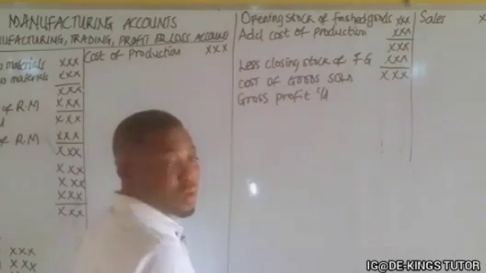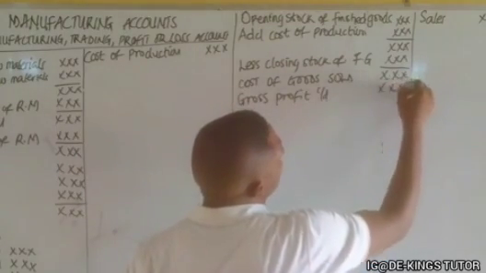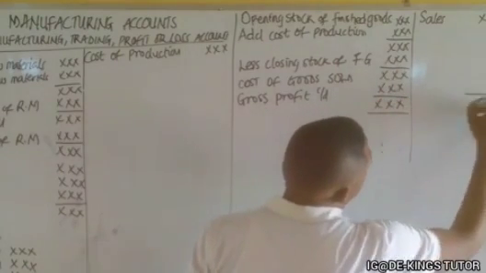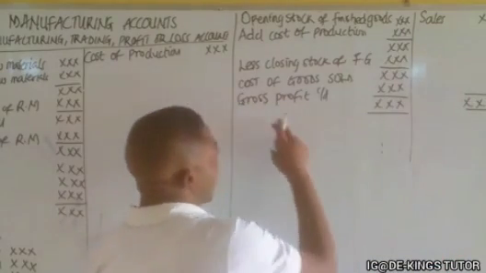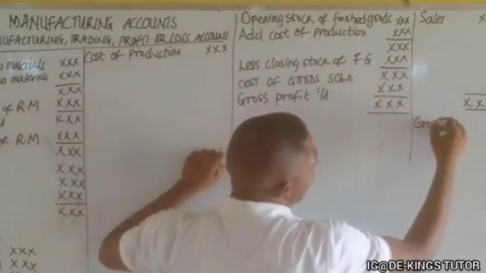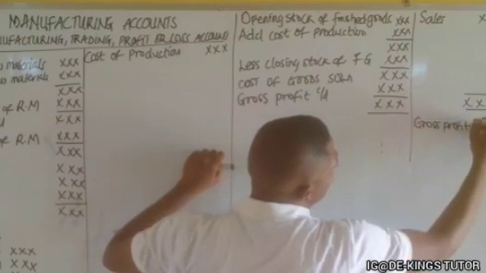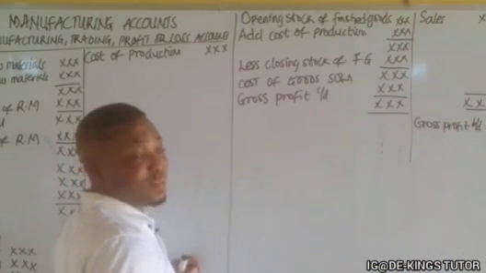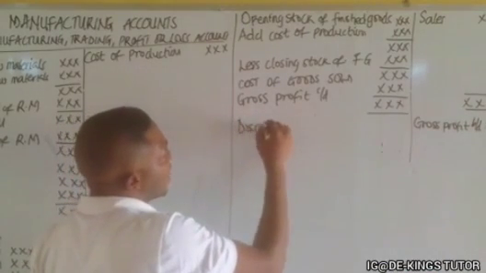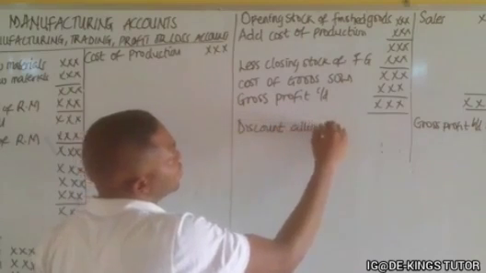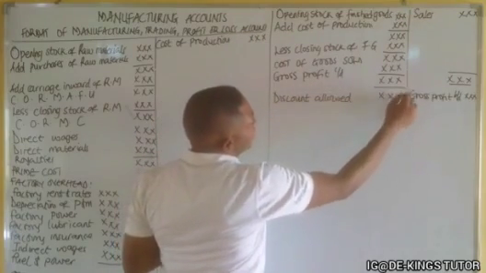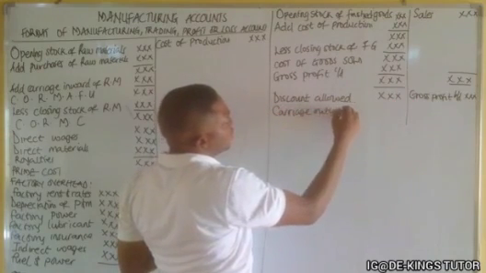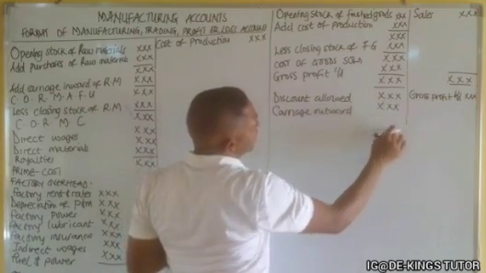Carry down. Okay? So you add this, so we have this here and this. Our gross profit carried down will be brought down here as gross profit brought down. Okay, now we can put other expenses, office expenses, like discount allowed. We can put carriage outward.